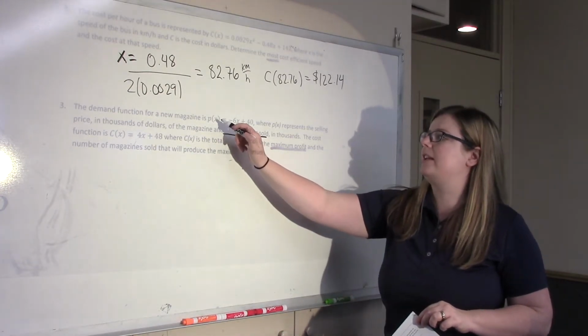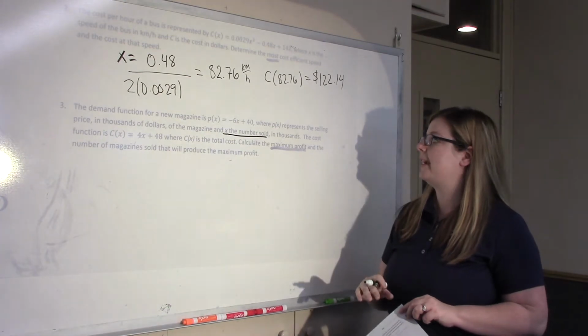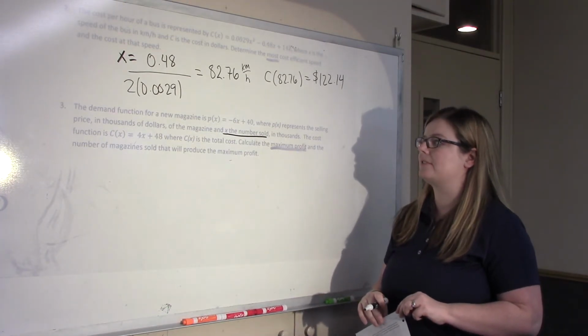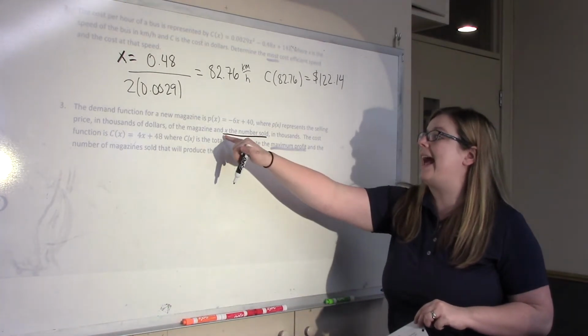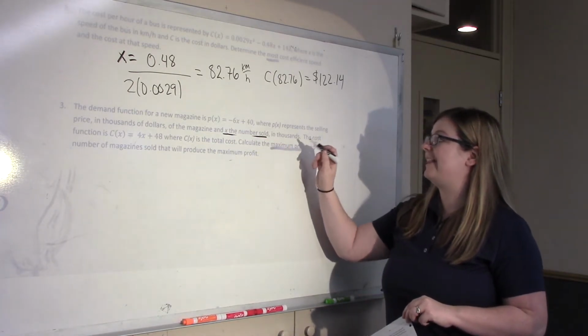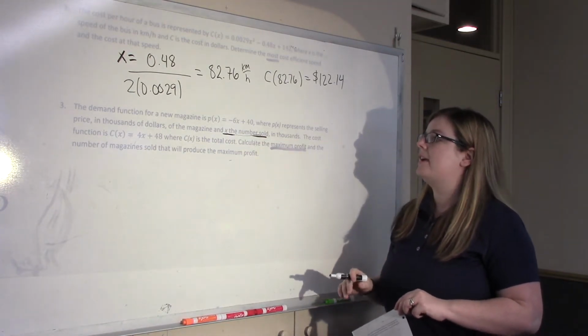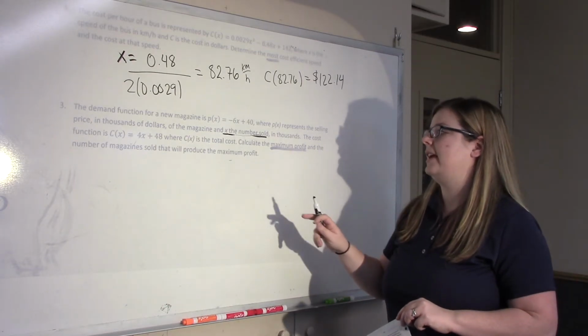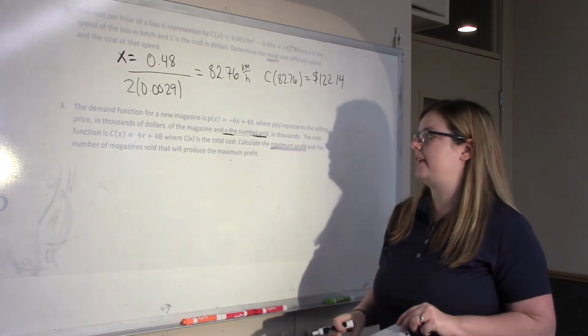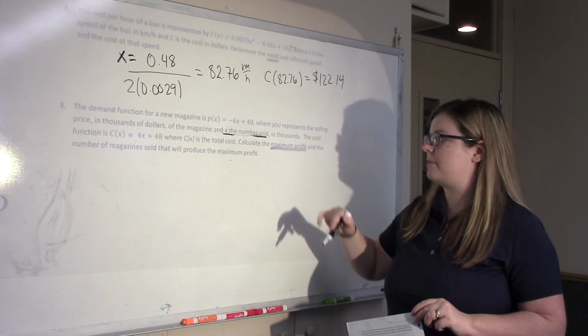So the demand function here represents price. P at X represents the selling price in thousands of dollars of the magazine, and X is the number of magazines sold in thousands. The cost function is the total cost. It's given to you right here. So we want to come up with the maximum profit.